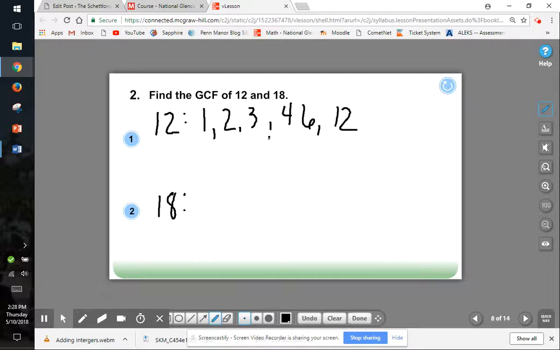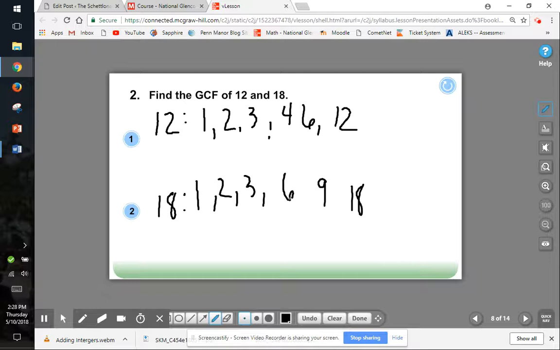Now, we have to do the same thing to 18. The numbers I multiply together to get 18 are 1 and 18, 2 and 9. Are there any others? How about 3? And let me think, 6? Sure. How about 4? 5? No. Okay, so I think we're done.